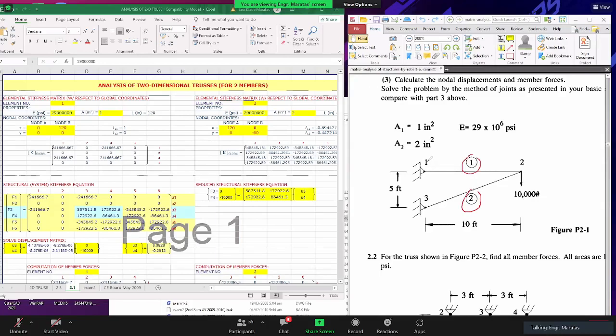Now, these are our assignments of the nodes: node 1, node 2, and node 3. The dimensions are given, so we will solve for the lengths. L1 is simply equal to 10 feet. For L2, we use the Pythagorean theorem: 10 squared plus 5 squared, then you take the square root to get your L2. This is L1, this is L2. So it is the square root of 125.